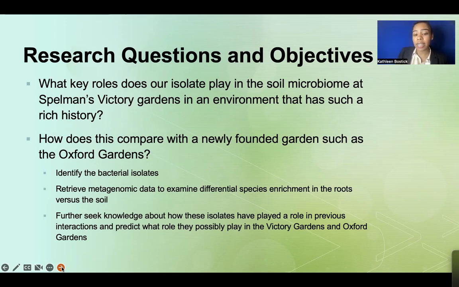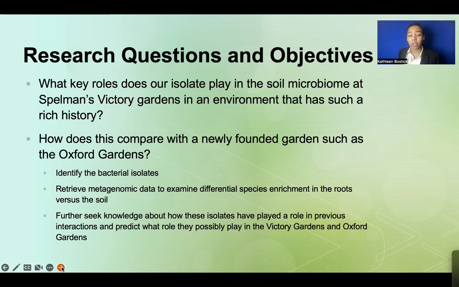I have two study sites presented in this investigation. One is the Spelman Victory Gardens, and the Spelman Victory Gardens dates back all the way to 1904. It has such a rich history. So understanding how these bacterial isolates play a role in a soil microbiome that is that old is really important to understanding what kind of interactions it plays as a whole.